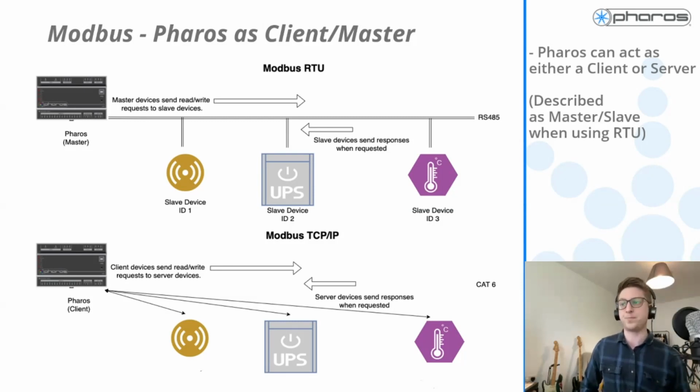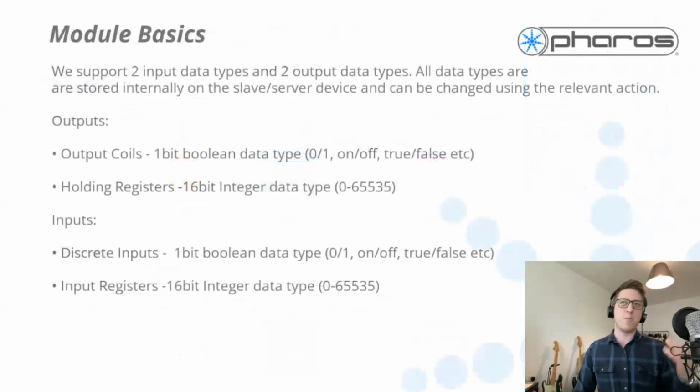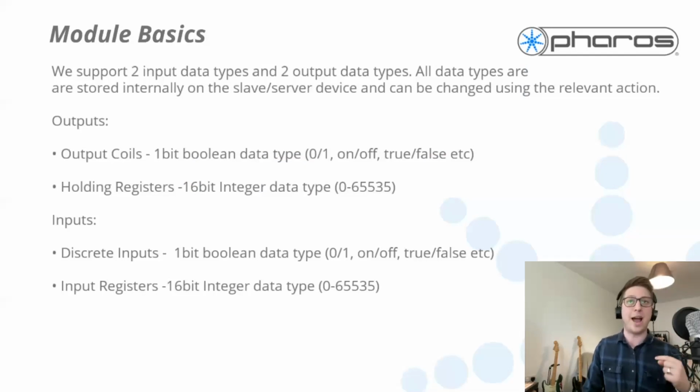So in terms of how Modbus works, Modbus supports different data types. We support 2 input data types and 2 output data types. The way to think about these data types is they are just data that is stored internally on Pharos when it's acting in a slave or server kind of way. So these data types are stored internally. You can think of them as memory allocations. With the different data types, you've got quite a lot of different options for how you can use them.